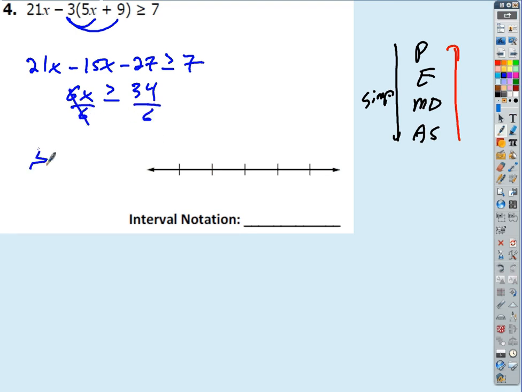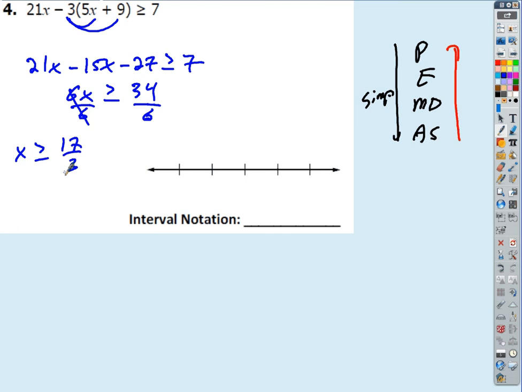So I get the answer x is greater than or equal to, what can I reduce 34/6 to? 17/3. Okay? So that's our answer, and when I post the assignment, there's going to be a variety of different kinds of problems. Some of the problems I'm going to want you to answer using inequalities, okay? Some of them I'm going to want you to answer using interval notation, so you're used to both. So there's my answer using an inequality.